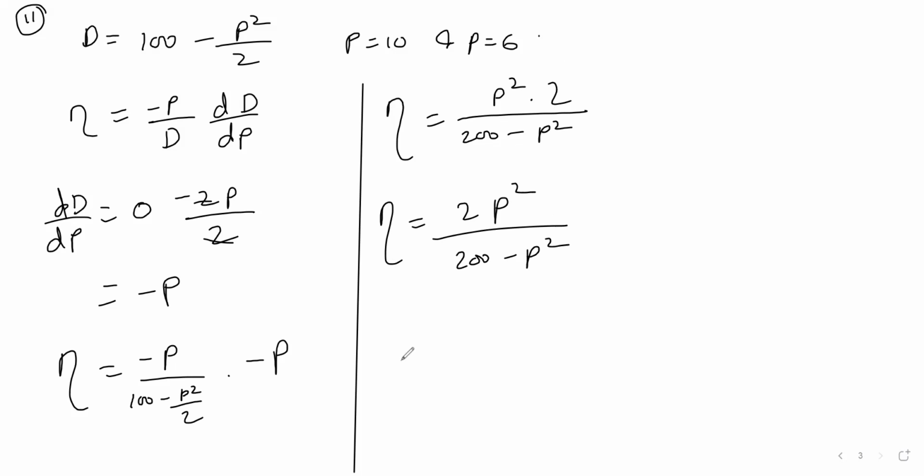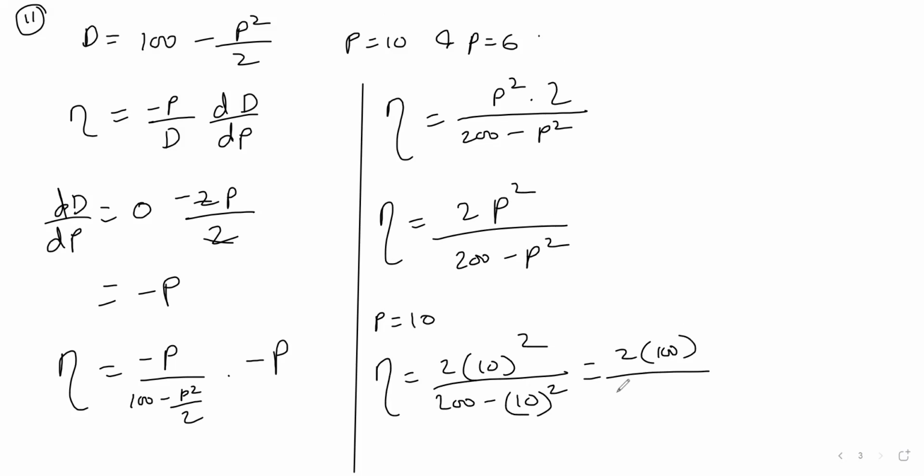Now we'll try elasticity at price 10. 2 into 10 square, 200 minus 10 square, 2 into 100. This is 200 minus 100, this is 100. This is 2. So if elasticity is 2, it is greater than 0. And because it is greater than 0, the demand is elastic.